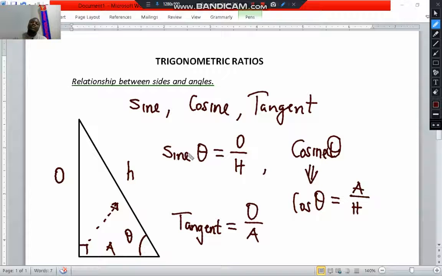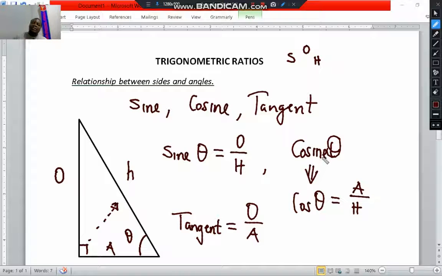So I just want to do this. For the sine, if you look at this sine theta, we get the S, we put it there, and we get the O, we put it there, and then the H. So this means we are saying sine theta is always equal to opposite divided by the hypotenuse.